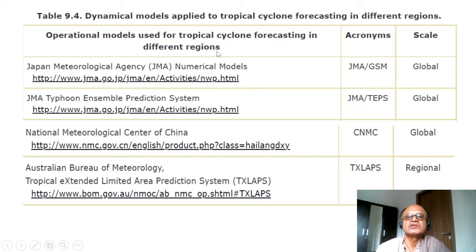Dynamical models are applied to tropical cyclone forecasting in different regions. These are operational models used for tropical forecasting in different regions, either global or regional models. We have the Japan Meteorological Agency's JMA Typhoon Ensemble Prediction System, the National Meteorological Center of China, and the Australian Bureau of Meteorology with its Tropical Cyclone Limited Area Prediction System.